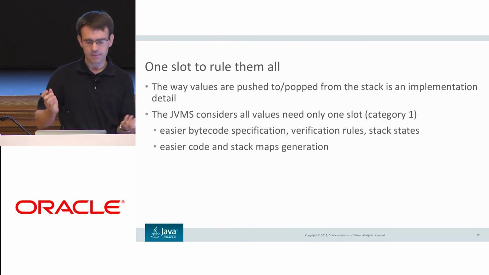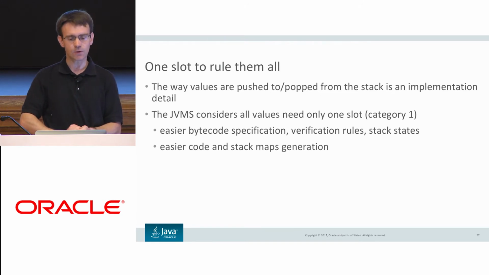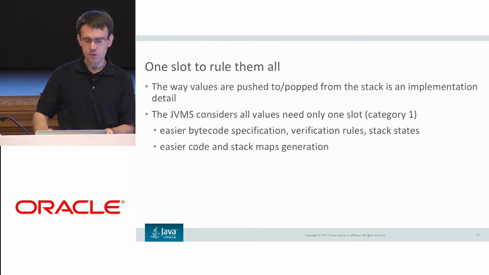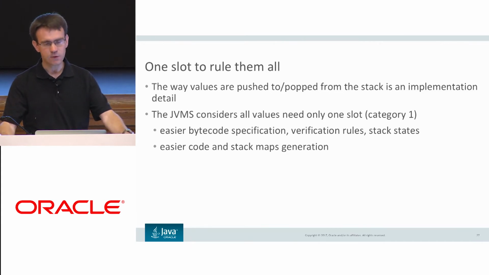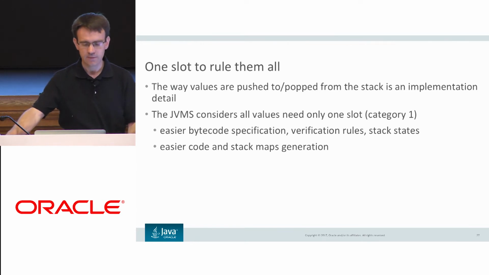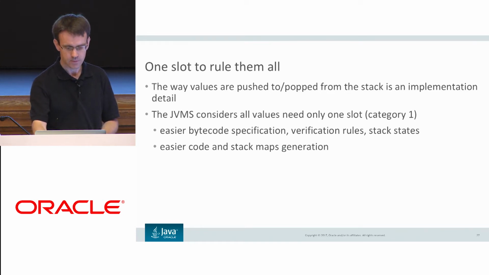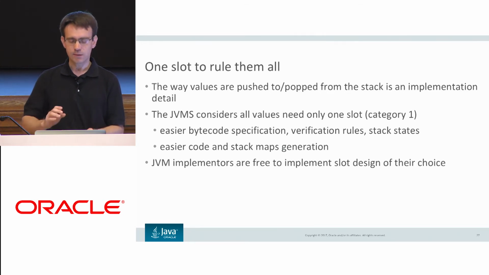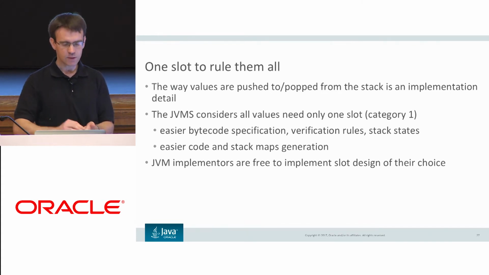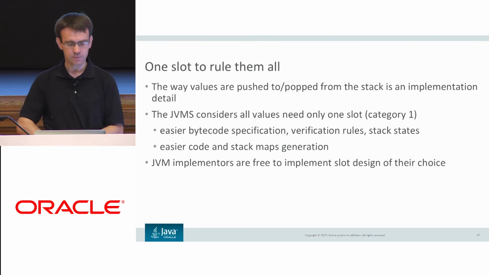So let's say the JVM specification considers all values to be in only one slot on the stack. With this decision, the specification of bytecodes, verification rules, and stack states becomes much easier. Even the generation of code and stack maps is much easier. Even if the spec says one slot on the stack, the JVM implementers are still free to choose the slot design. They just have to be compliant with the semantics and the behavior.